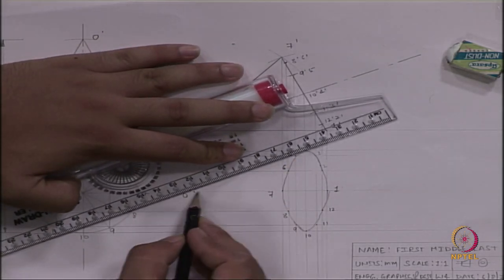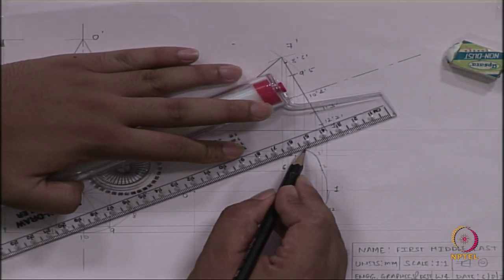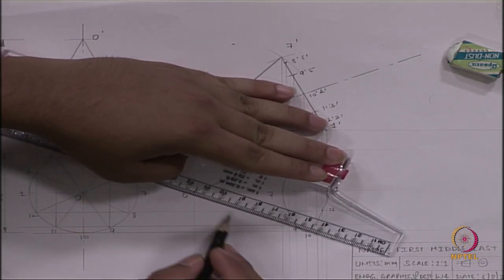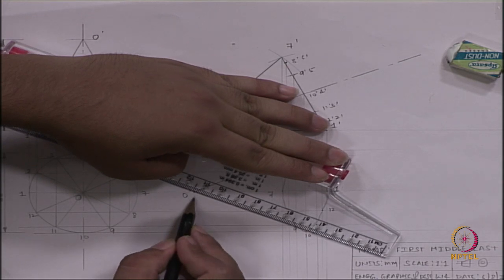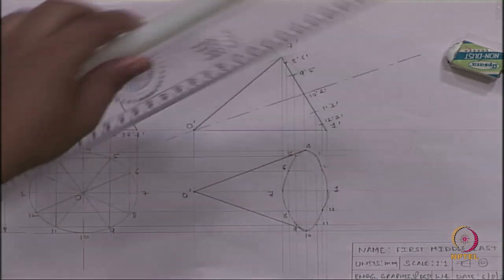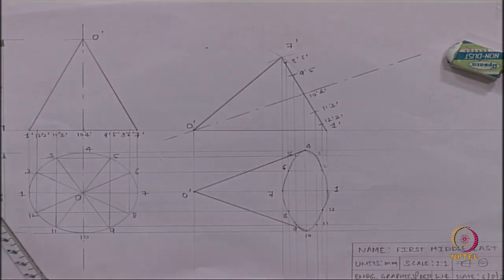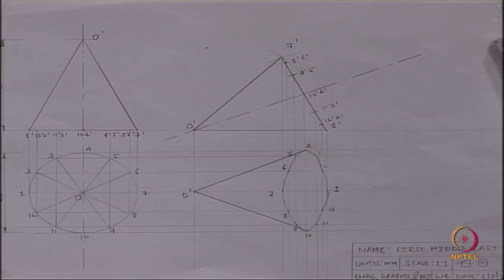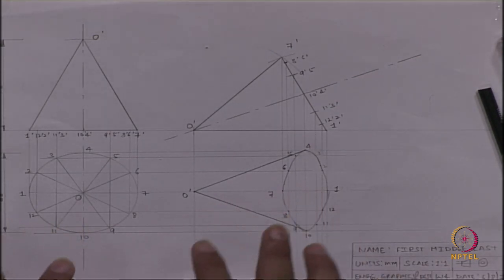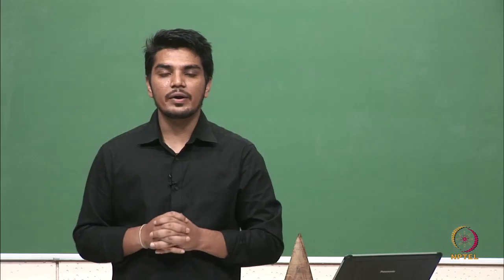Now, joining these two. So, in this way we will get the front view and top view for both the orientations.